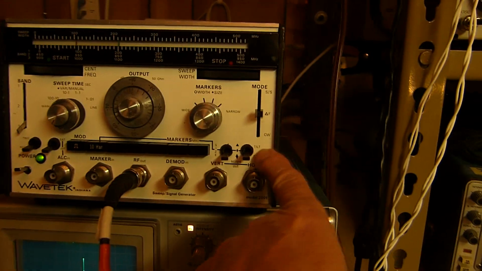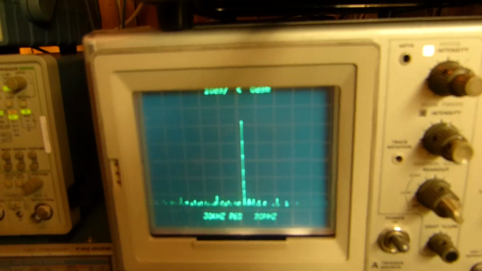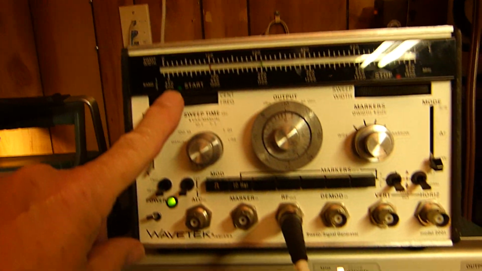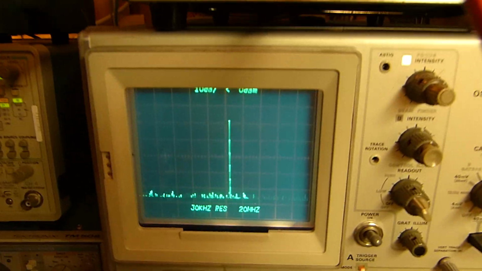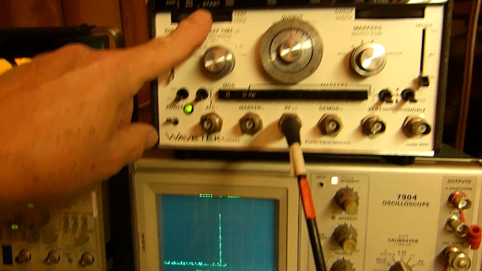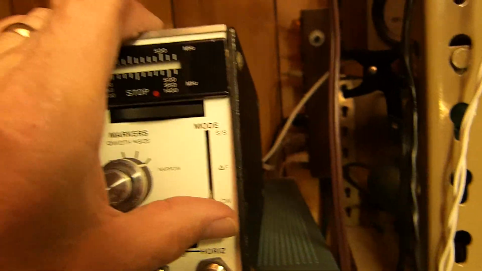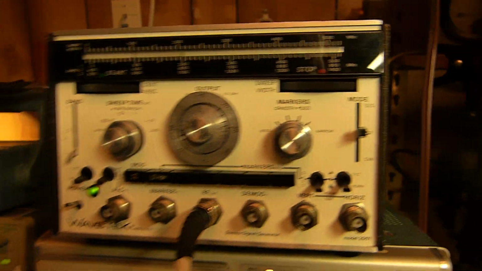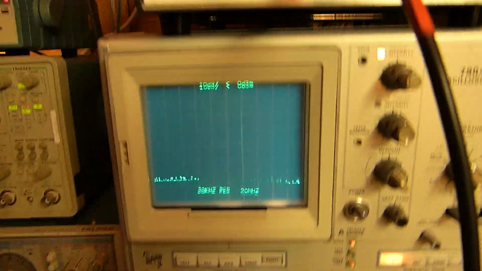If you put it in CW, it's a center frequency. It's whatever you've got the start frequency set to. You can see me moving it around right there as I move that knob. But I set it right on 1100, and then I put it back in Delta F. And anyway, just playing with the controls.